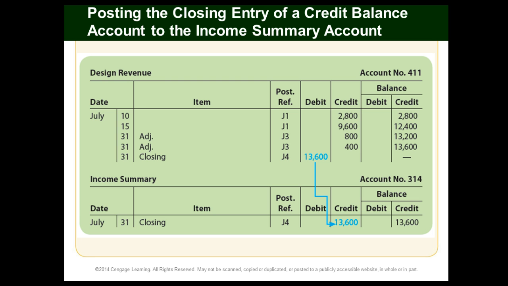So, as you see here, do you see how up until then, we had a credit balance of $13,600 sitting in this account? To close this out, we debit that account. You see now the balance is zero? But the corresponding entry we make then credits it to an account called income summary.